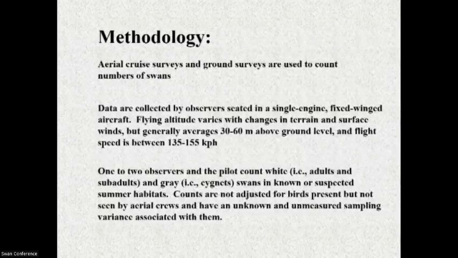Once again, with the methodology, I collected all the aerial cruise surveys and ground surveys used to count the swans. Data was collected by observers from airplanes as well as ground vehicles. This is very similar to the last talk. Basically, one or two observers and the pilot count white birds and gray birds in known or suspected summer habitats. The caveat is counts are not adjusted for birds present but not seen by aerial crews, and have an unknown and unmeasured sampling variance associated with them.